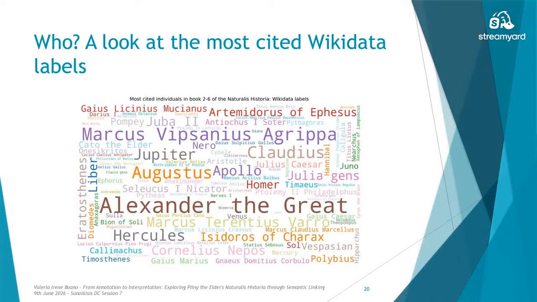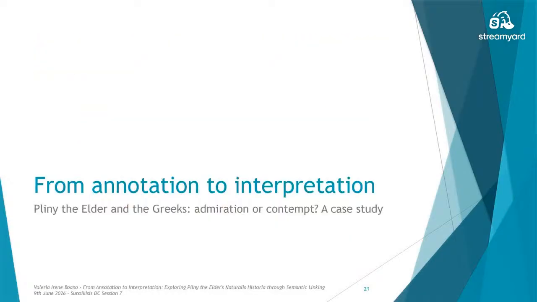And who are these persons? Here you can have a general idea. The most cited was Alexander the Great, whereas the second one is Agrippa. So at this point, I had my enriched database, and the following step was to actually interpret my data.